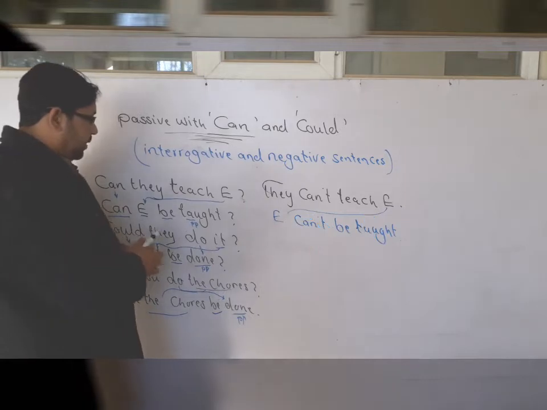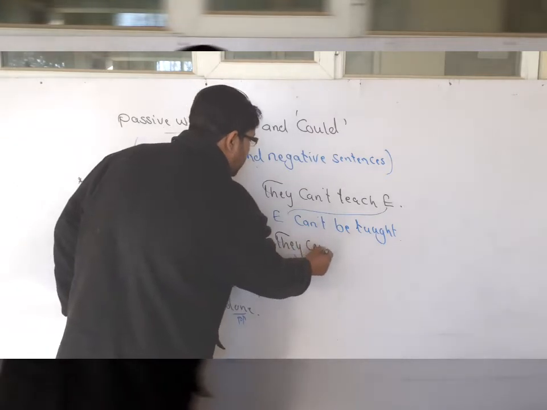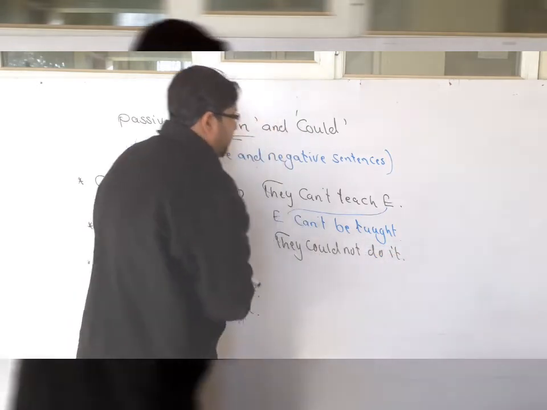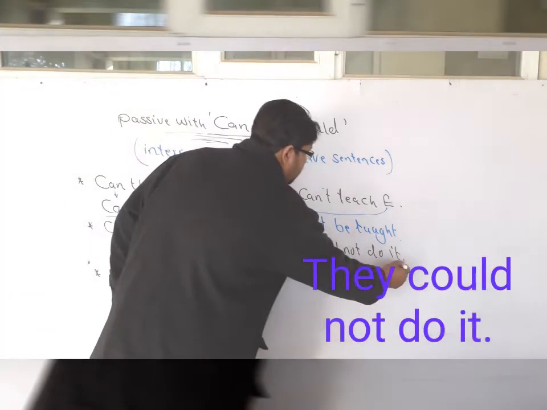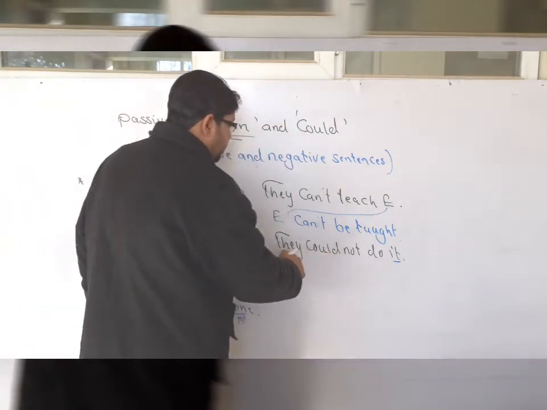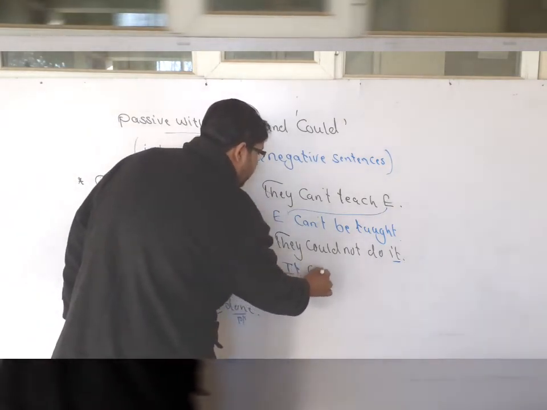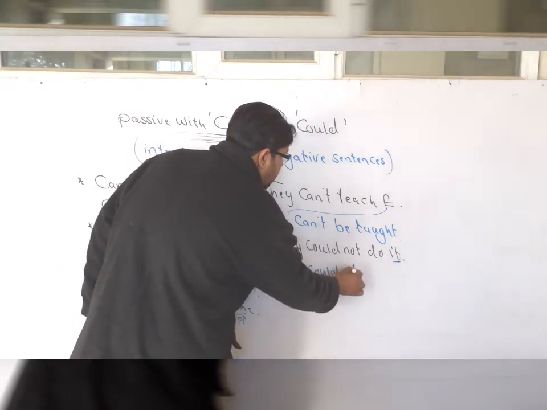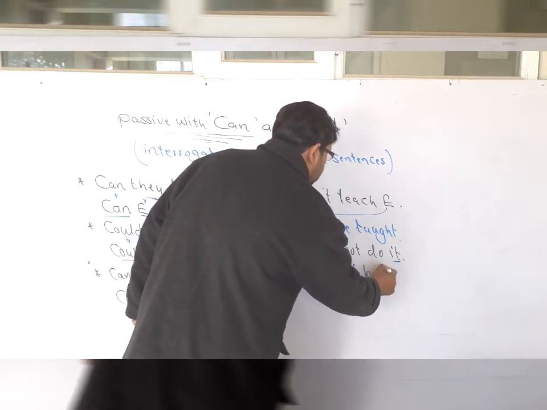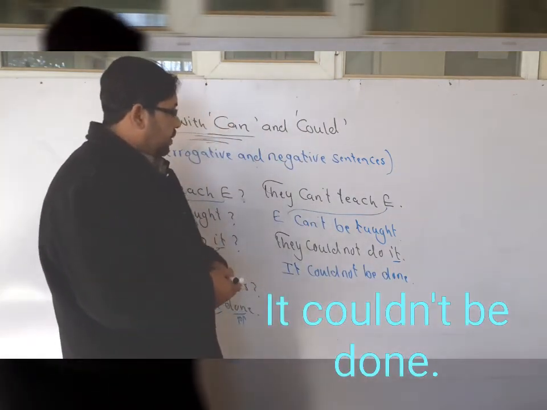Could they do it? If you change it to negative form, they could not or couldn't do it. So in here we have it, which is the object of the sentence. So what should we do? We should bring it at the beginning, and after that could not, and after could not be, after that the third form of the verb, which is done. It could not be done.